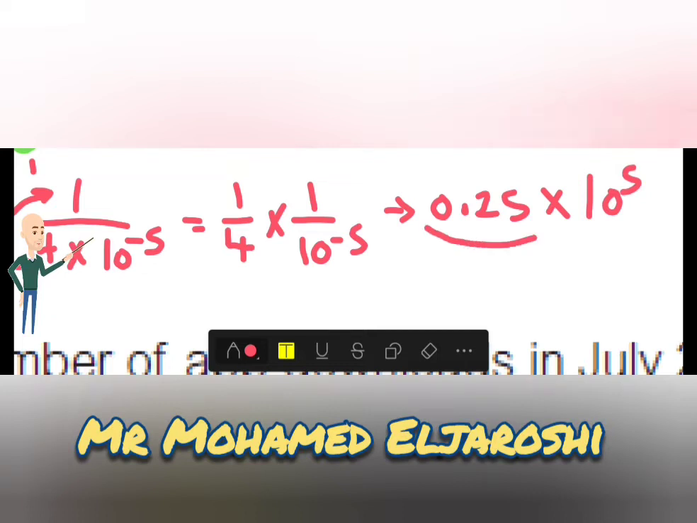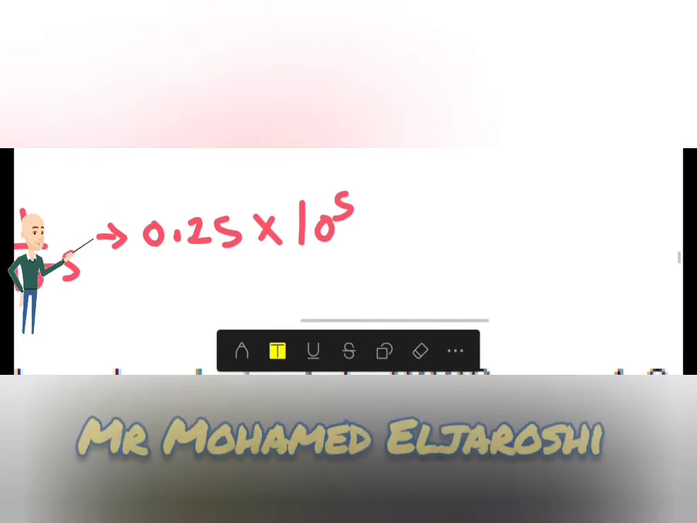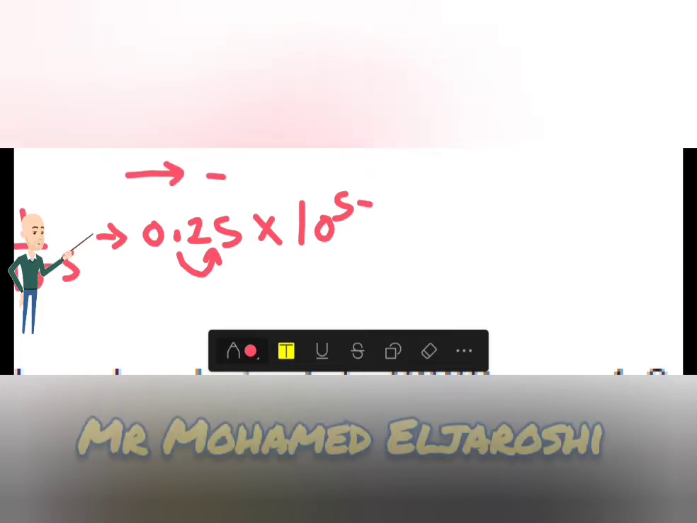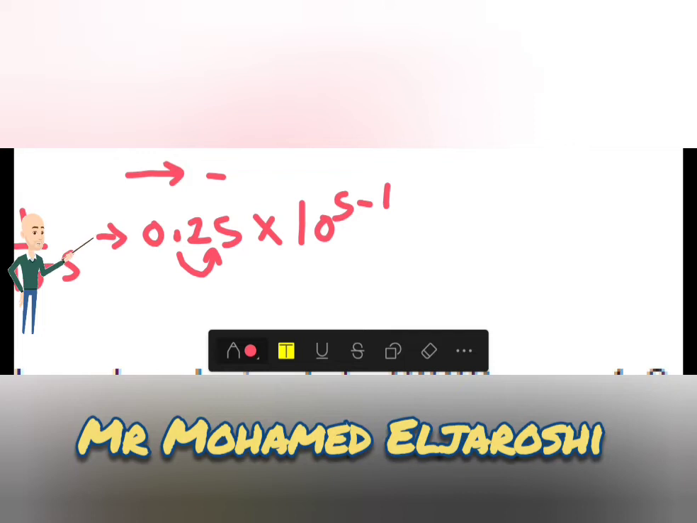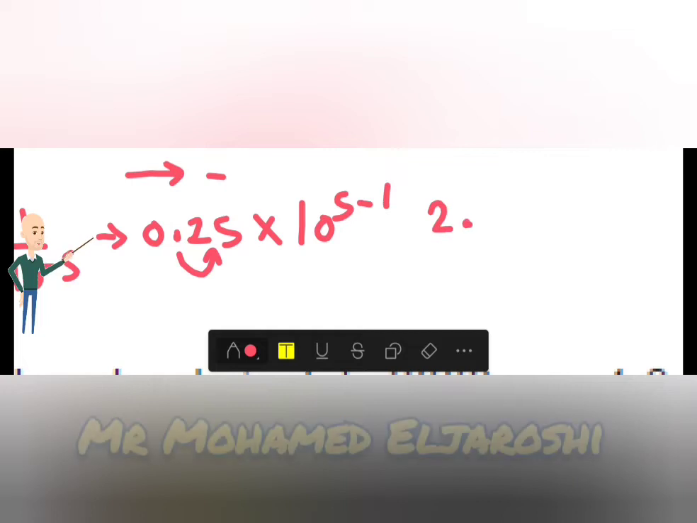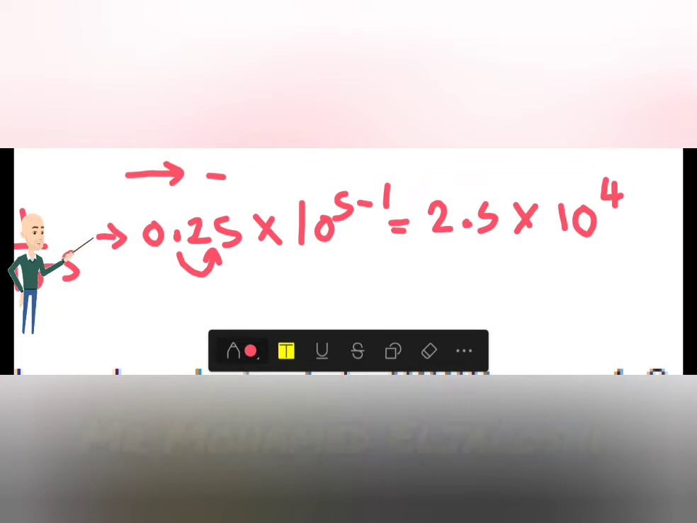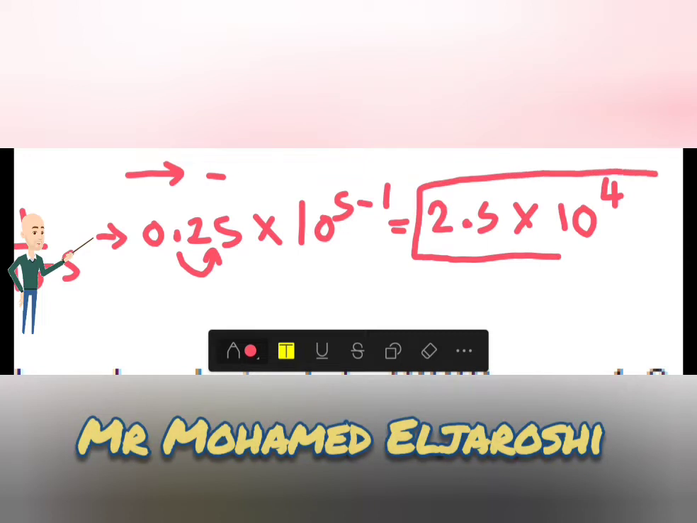Now, as you can see here, is that in standard form? Very good, it's not in standard form. So I'm going to change it to standard form by moving the decimal point here. And because I moved to the negative side, I'm going to put negative 1 here because I moved one time. So it's going to be 2.5 here multiplied by 10 with a power of 4 because 5 minus 1 is 4. And this is the answer for question C, finding the reciprocal of the standard number in standard form.